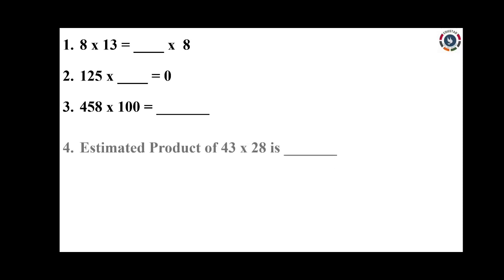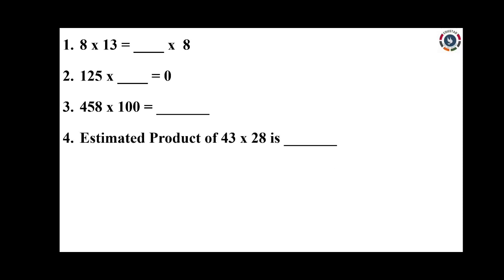Fourth question. Estimated product of 43 into 28 is dash. Fifth question. 9999 into dash is equal to 9999. Sixth question. 217 into 10 is equal to dash.